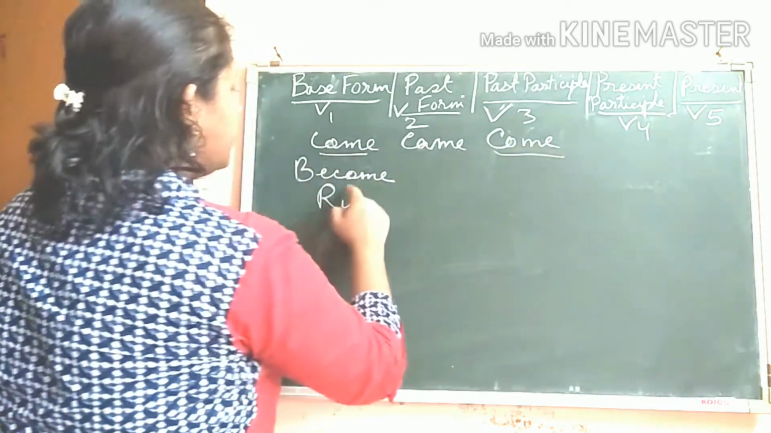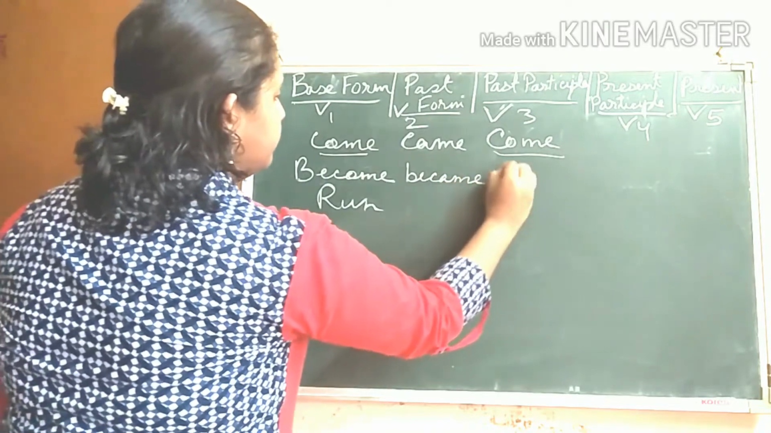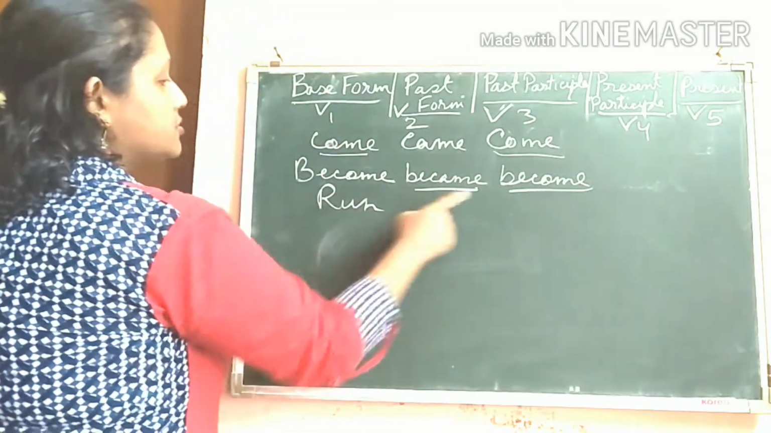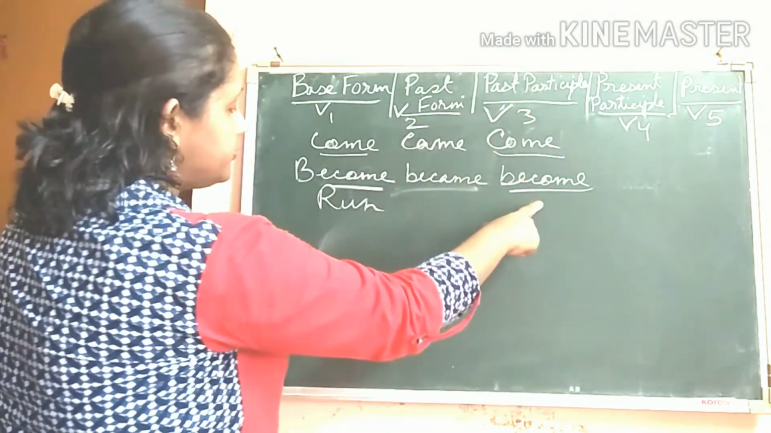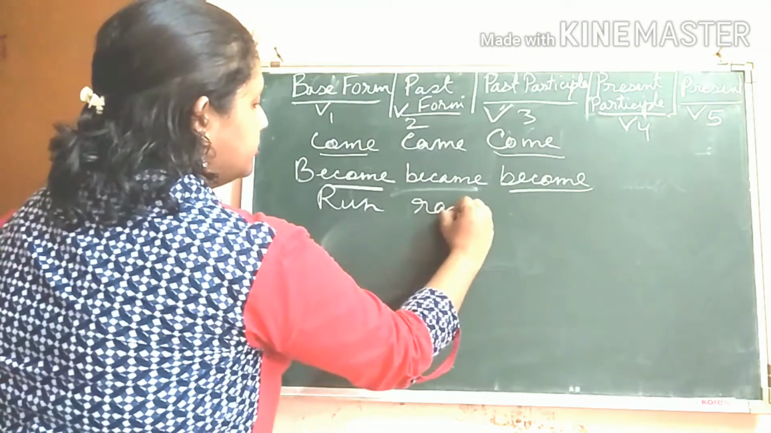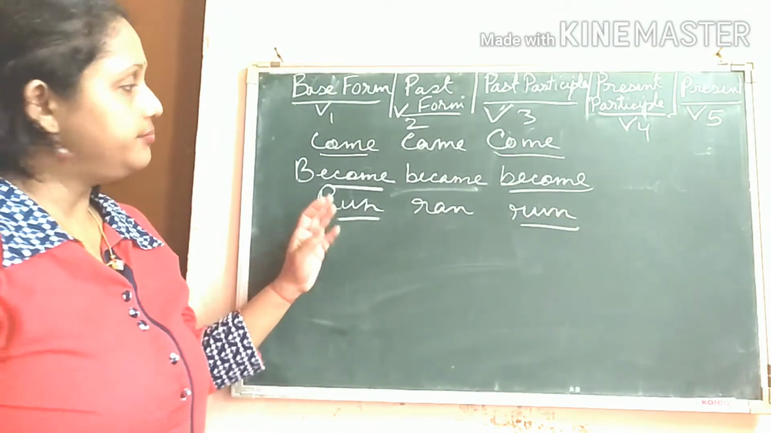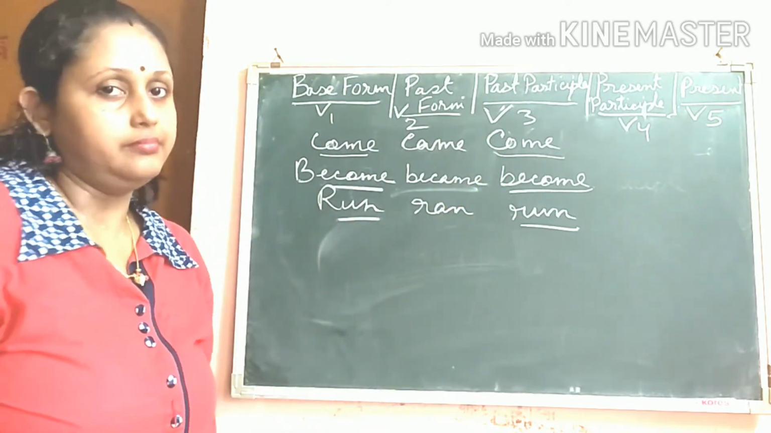This one same. Become, became, again become. So here you can see the base form and the past participle same. Run, ran, run. Clear? Here both the base form and the past participle are same.